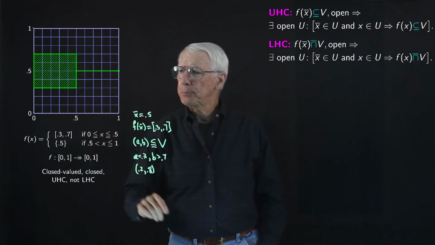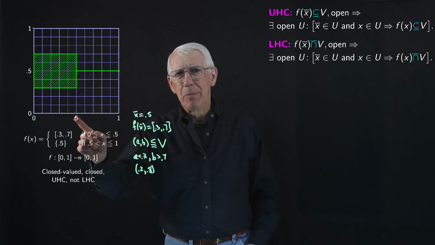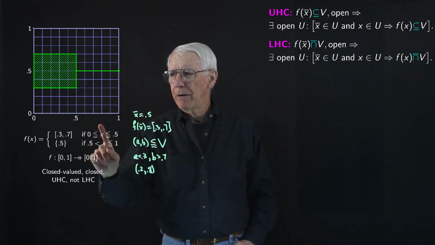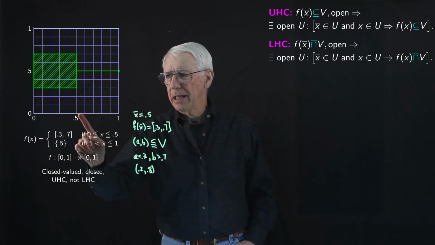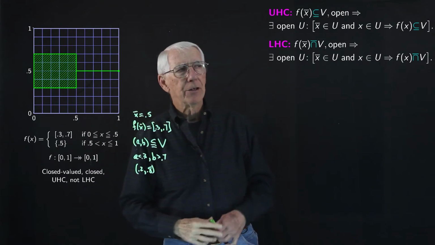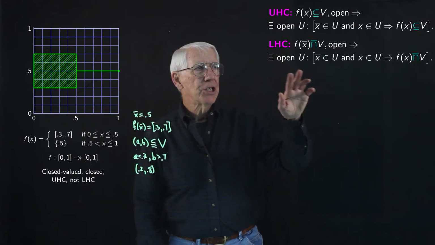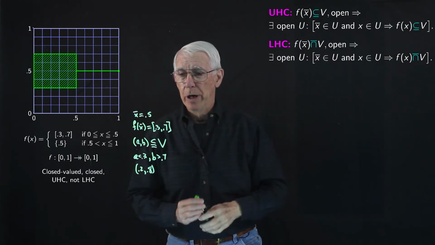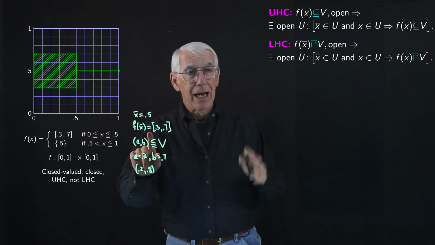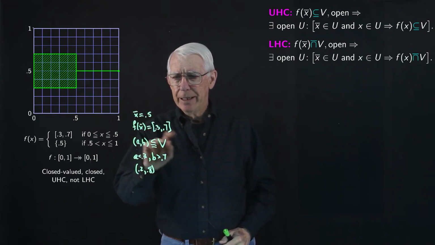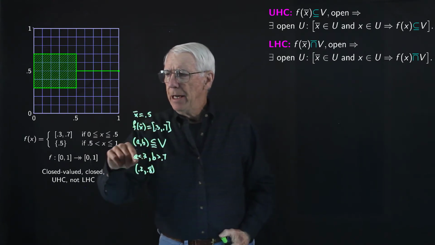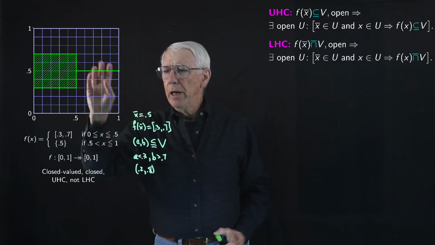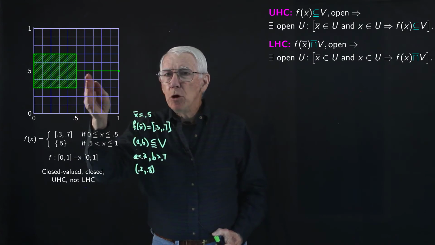And again, x bar equals 0.5 seems to be the logical, the obvious candidate for a discontinuity here. So let's see if we can verify that this correspondence is not lower hemicontinuous at x bar equals 0.5. Now to do that, we need to find just one open set V that intersects with the image, because we're now talking about lower hemicontinuity. So we need a V that intersects this, and at the same time, it doesn't intersect with the image of F if we move a little bit to the left or the right.